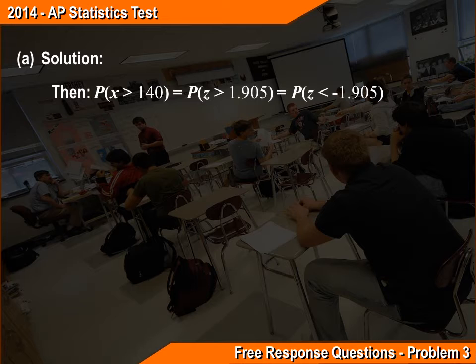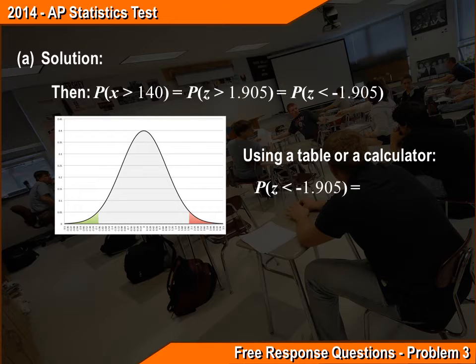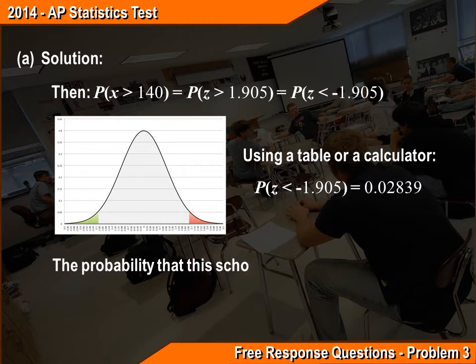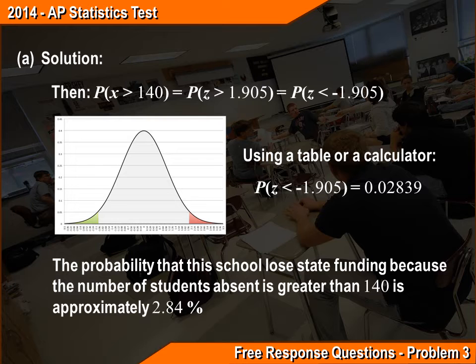To compute these probabilities, we can use a table or a calculator. With either of these, we find that the probability is 0.02839. We may then conclude that the probability that this school loses state funding because the number of students absent is greater than 140 is approximately 2.84%.